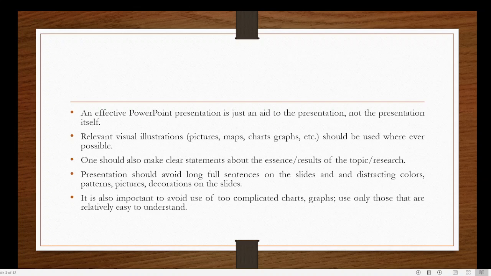Use relevant visual illustrations: pictures, maps, charts, graphs, etc. For example, you have some important information about the diversity of butterflies, birds, etc.